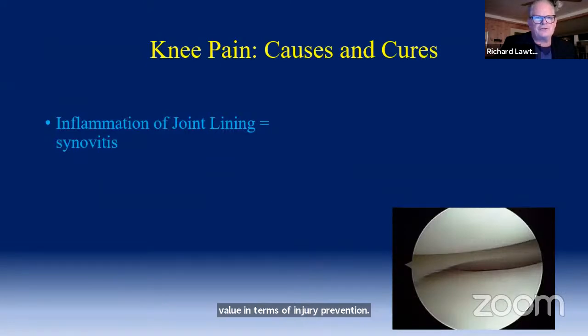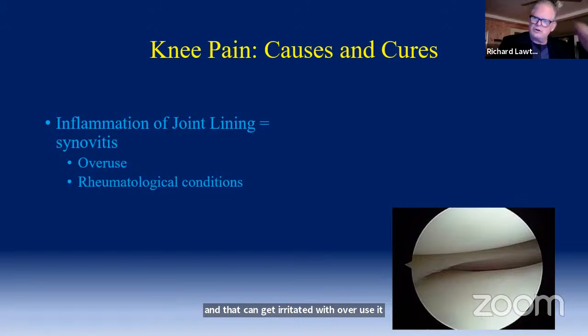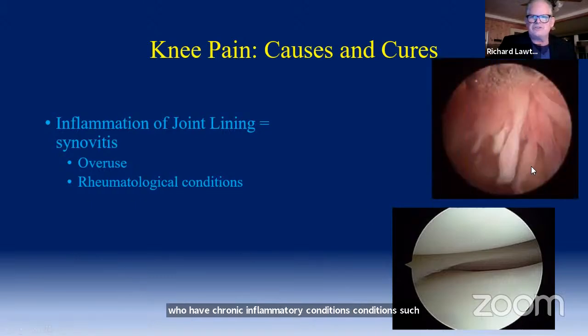We'll move on now to inflammation of the joint lining, or synovitis. The synovium, again, is the joint lining. We have that in all of our joints, including our knee, and that can get irritated with overuse. We see it a little more commonly in patients who have chronic inflammatory conditions such as rheumatoid arthritis and its cousins, things like lupus. This is an arthroscopic picture of joint lining. These fronds of the joint lining are red and inflamed. That's abnormal inflammation. That's what it looks like in real life.